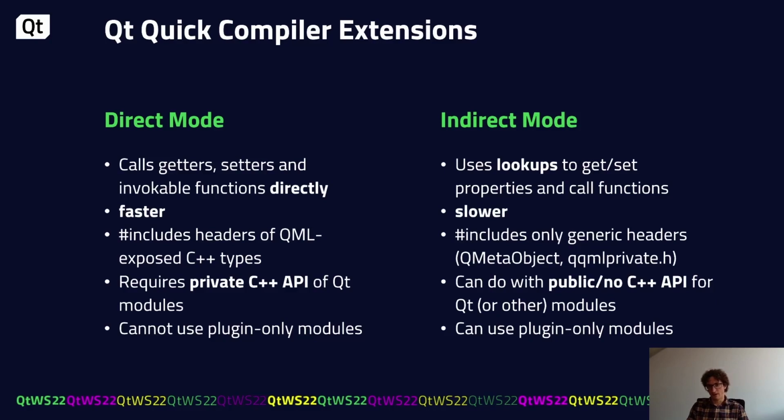Lookups basically are a form of cache that's also used and interpreted in JIT mode, where on first access we learn a bunch of things about the property or the ID we are looking up, and then we are storing that in a central place, and next time we come around to the same place in source code, we can look up the same thing much faster. In contrast to that, in direct mode, we just assume that all the C++ types we might need are available and can be included as headers. And we also assume that we can call getters and setters and invocable functions directly without lookups. Therefore, the generated code is faster.